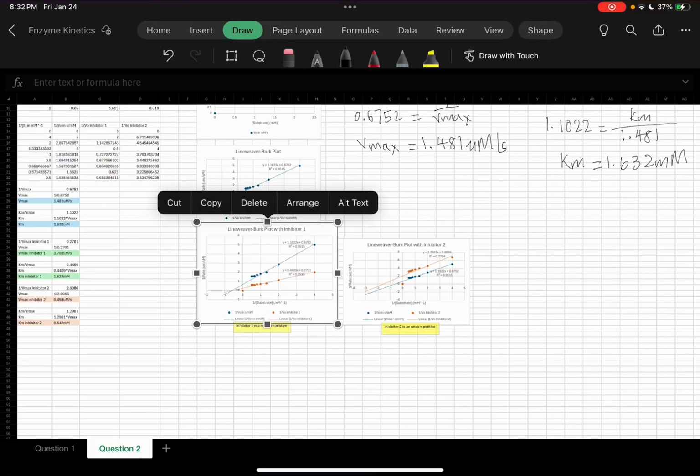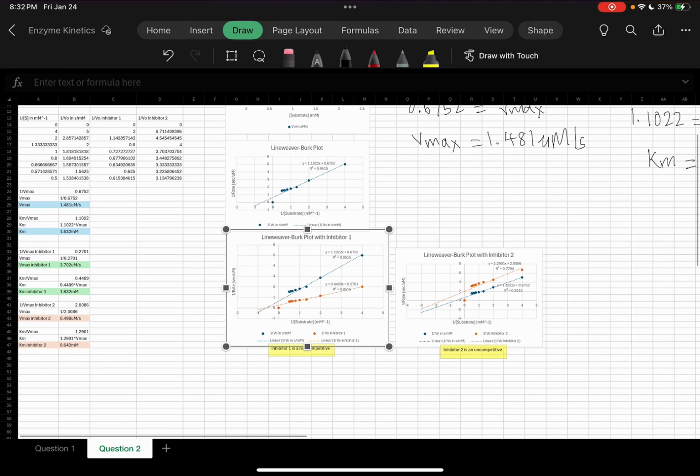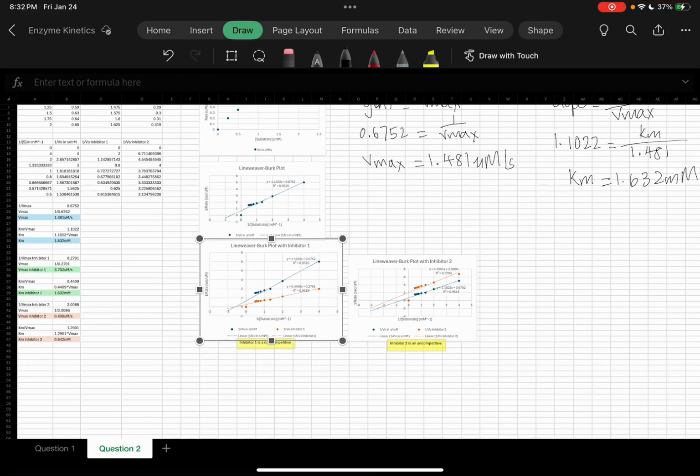And then for the Lineweaver-Burk plot with the inhibitor, you can see that this is the plot. You get 2 different lines because one of the lines, the blue line, indicates the enzyme without the inhibitor, and then the orange line is the enzyme with the inhibitor. So for the Vmax and the Km for that inhibitor, we use the equation from that line, which is the orange line.